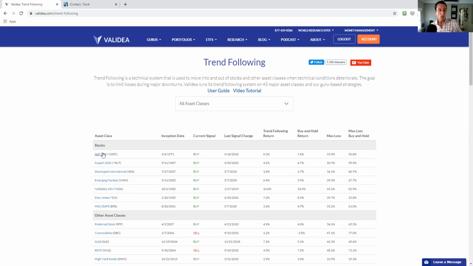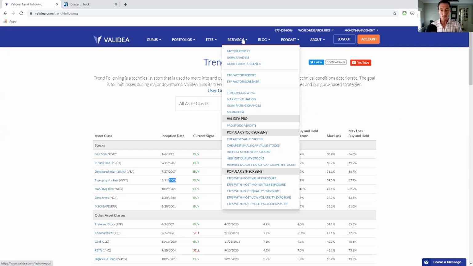And if you click into any one of these, we'll give you the details behind it. So here we were able to apply the trend following system back to 1971 for the S&P 500, 1987 for the Russell, 2005 for emerging markets. And in some cases, the trend following performance actually has done better than buy and hold. The max losses are certainly a lot less in most cases, as you would expect, because the trend following has the ability to get out. Whereas the regular buy and hold, you're just staying with it thick and thin. So you're going to realize the max drawdown if you're in there on those specific ones.